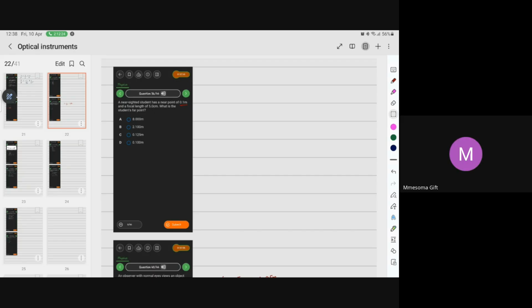They gave us one in meters and the other in 5.0 cm. So we have to convert the one in meters to centimeters, so it will be 10. And whichever one you convert, it's still the same thing. We use 10 now, whichever one you use.